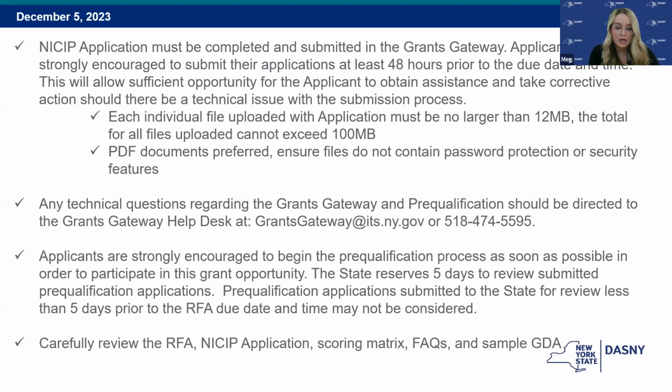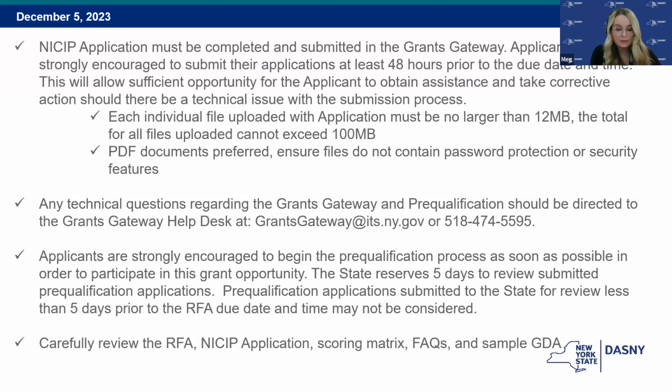There are three main areas that applicants will need to focus on when applying for the NICIP opportunity. First, applicants must have a pre-qualified document vault in Grants Gateway prior to submitting a NICIP application. We will discuss this requirement later. Second, applicants must review the RFA, including all appendices, in great detail. Appendix 1 is the NICIP application. Appendix 2 is the scoring matrix. Appendix 3 is the frequently asked questions, and Appendix 4 is the sample grant disbursement agreement.